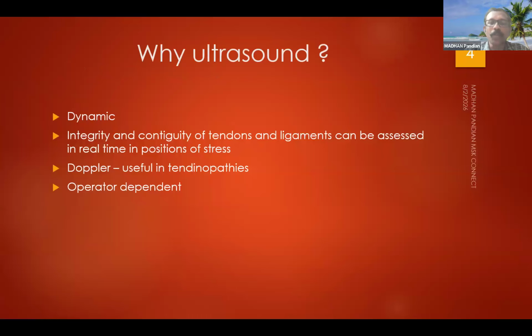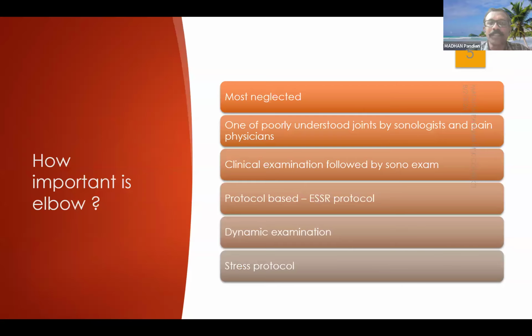So why ultrasound? All of us know that ultrasound is always mandatory in musculoskeletal conditions because it provides a lot of information on dynamic examination. It provides information on the integrity and contiguity of the tendons and ligaments. You can use color Doppler to identify tendinopathies, and obviously it is operator dependent. Not every time is the same finding interpreted the same way by different interventionists, right?